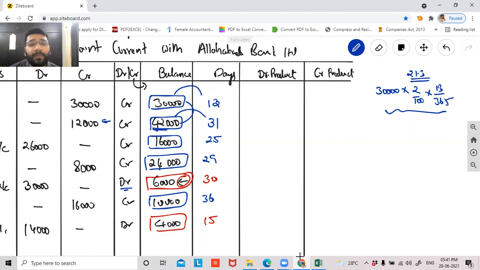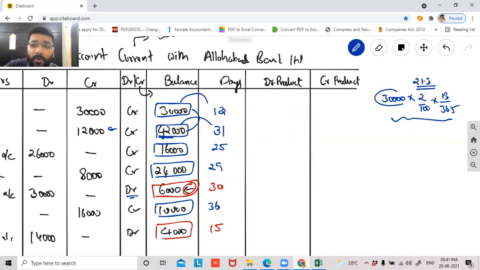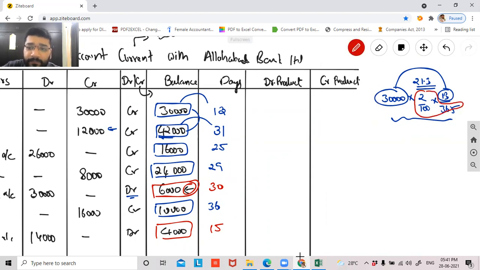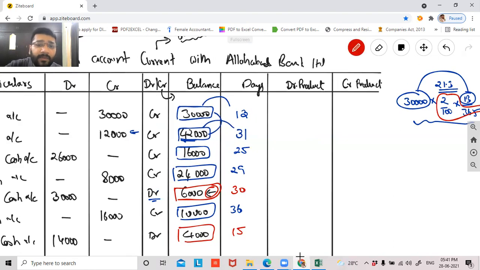So instead of the simple method, we'll do the product method. In the product method, we multiply the amount and the days, and we get the product. Upon this product, we'll apply the interest rate. So please tell me, guys, what is the product? If you're multiplying credit balance 30,000 with the days, you put it in the credit product column. And if you're multiplying a debit balance item with the days, you put it in the debit product column. So 30,000 into 13 is how much? 3,90,000. You put that in the credit product column because this is the product of the credit balance.